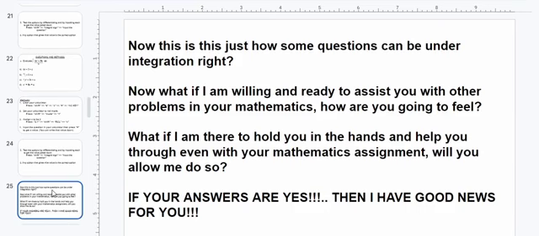But what if I am willing and ready to assist you with other problems in mathematics? How are you going to feel? Because this is just integration. There are a lot of mathematical problems. How are you going to feel if I assist you with all of them? What if I hold you in the hands and help you through even with your mathematics assignment? Will you allow me to do all of this for you? Please take your time and answer this, because we are just done with integration.